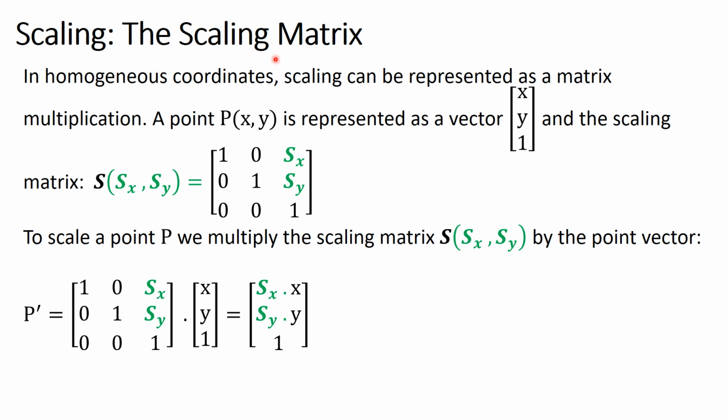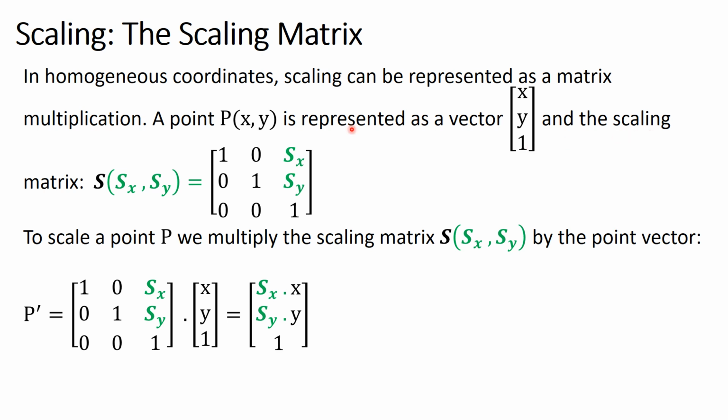The scaling matrix. In homogeneous coordinates, scaling can be represented as a matrix multiplication. As we mentioned before, homogeneous coordinates make transformations easier by enabling us to represent a transformation as a matrix multiplication. A point P of x and y is represented as a vector in homogeneous coordinates: x, y, 1. The 1 here is the value of W, the homogeneous coordinate.